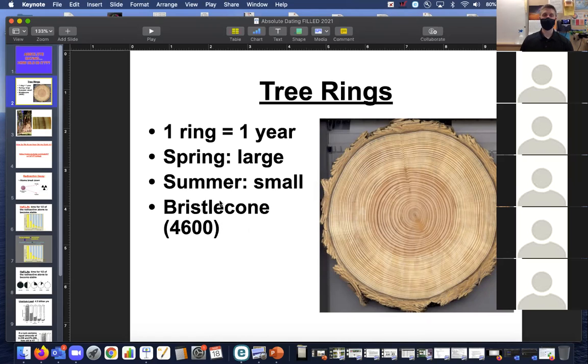And this last little bullet point where it says bristlecone, that's a type of pine tree, a bristlecone pine, and is one of the oldest trees found, and it was 4,600 years old. So from the outside edge to the very center, there were 4,600 tree rings, which is pretty amazing. I mean, it's a really old tree.